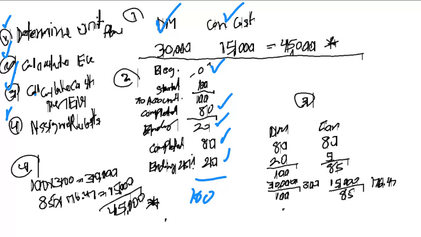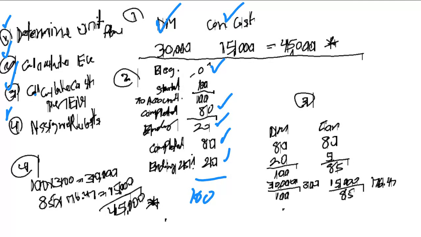Okay, so we go for step number two. We need to calculate the cost of our equivalent unit. Or simply, we calculate the equivalent units in terms of complete units. If we have 20 incomplete or partially complete units, how can I compare those, convert those to complete units?